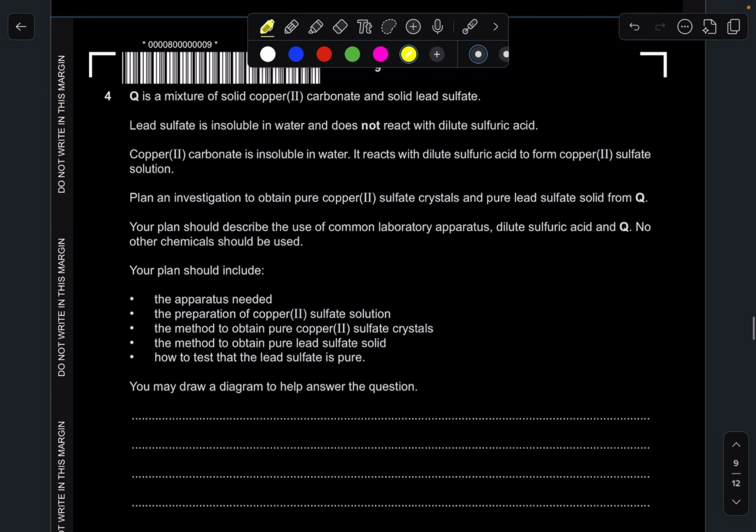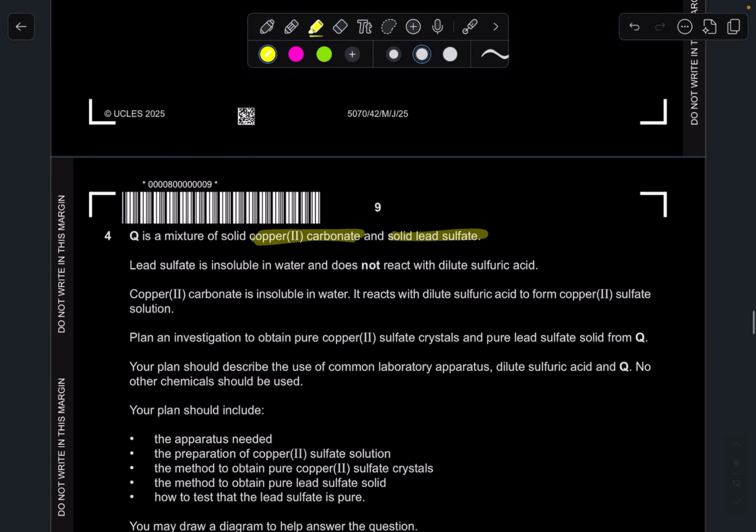Okay. Q is a mixture of solid copper carbonate and solid lead sulfate. Okay, so now Q has copper carbonate and lead sulfate in it. Copper carbonate and lead sulfate.